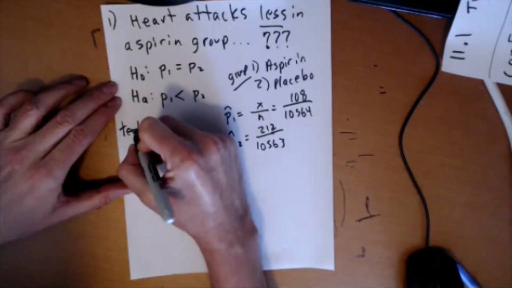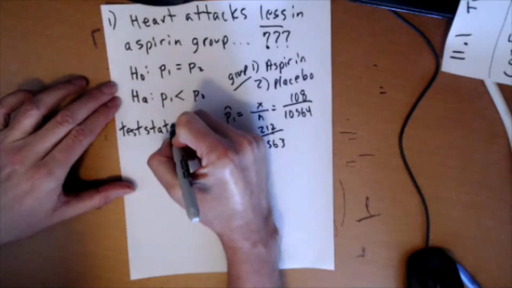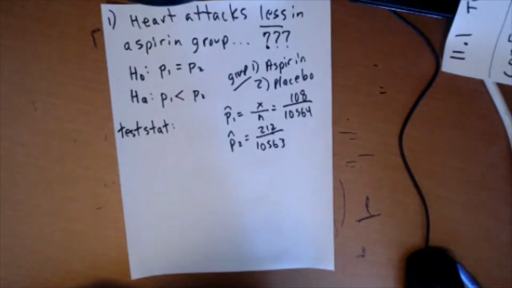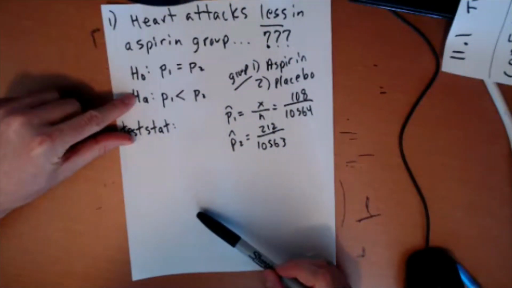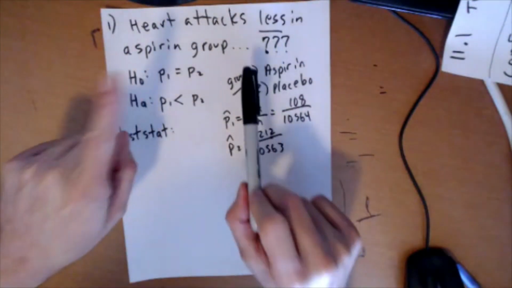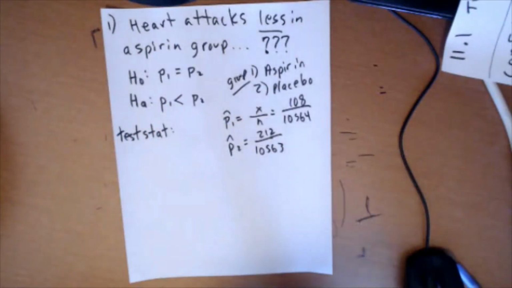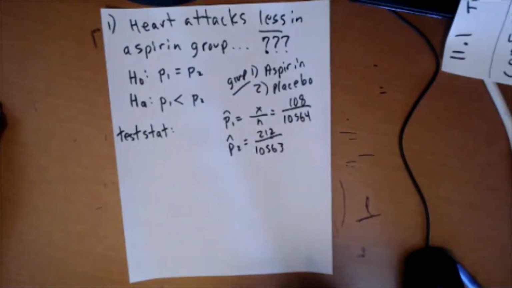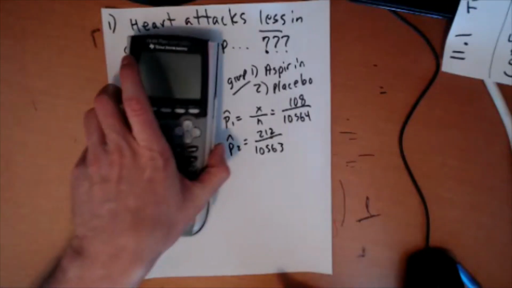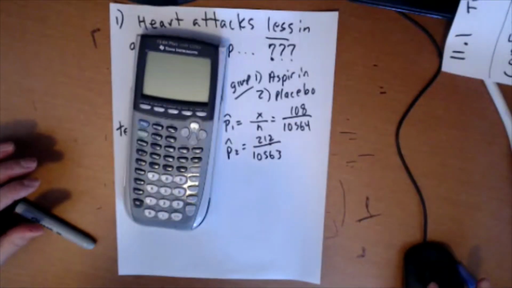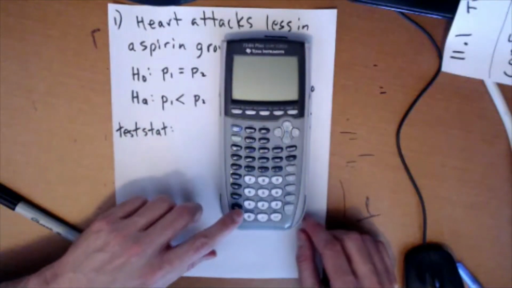Okay, test that. So now we're going to go to our calculator. It's a hypothesis test. There's two groups, and they're talking about proportions. So we are going to use the 2 prop z test.